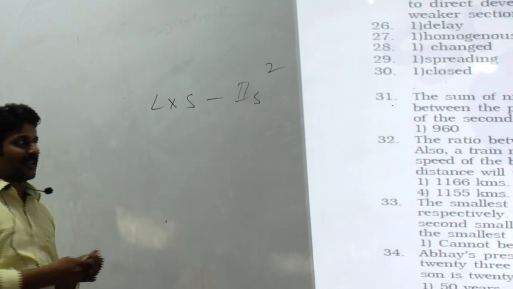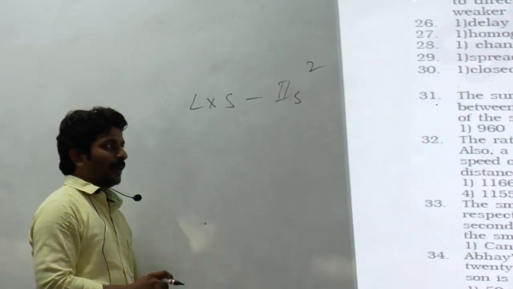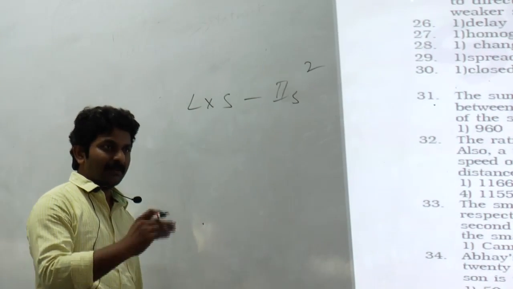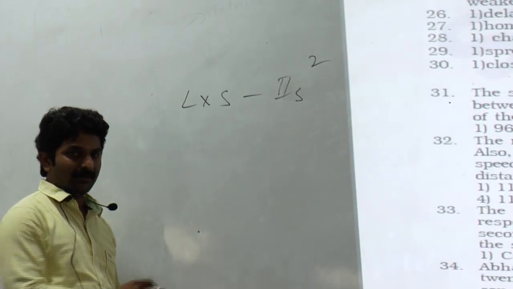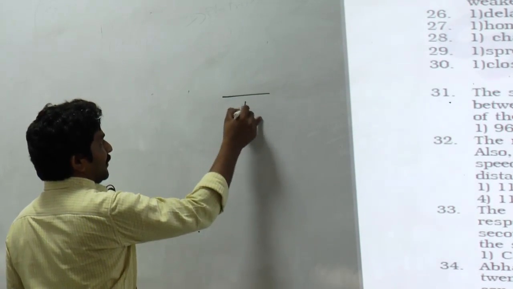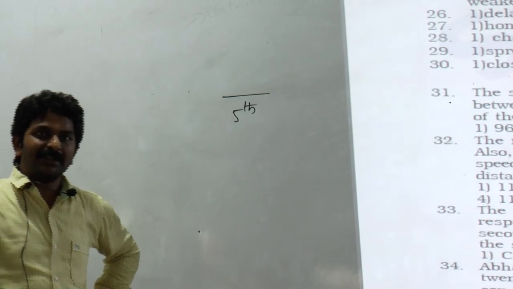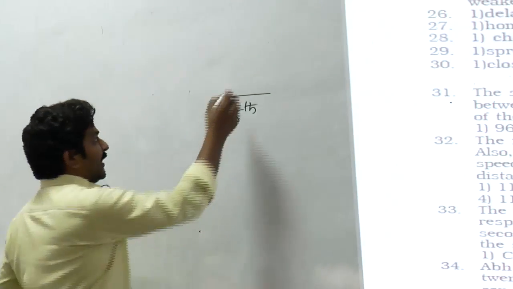Right. Sum of 9 consecutive even numbers is 612. What is average? Middle number. Yes or no? Right. You have 9 numbers. Middle number will be 5th number. That will be average. 612 by 9. How much is that? 68.